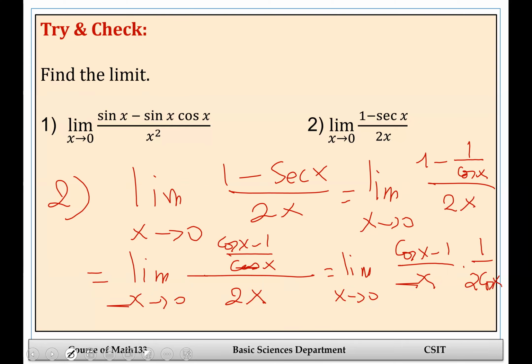Now I know that when x approaches 0, this quantity goes to 0. And this quantity is well defined since it will give one half. So 0 times one half is equal to 0.